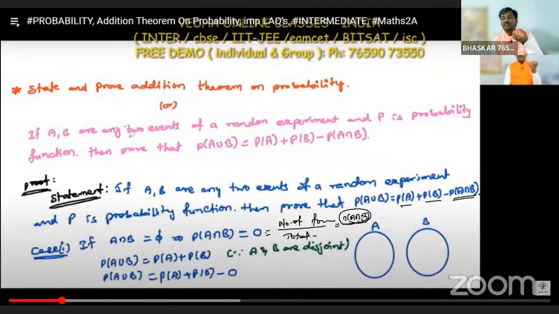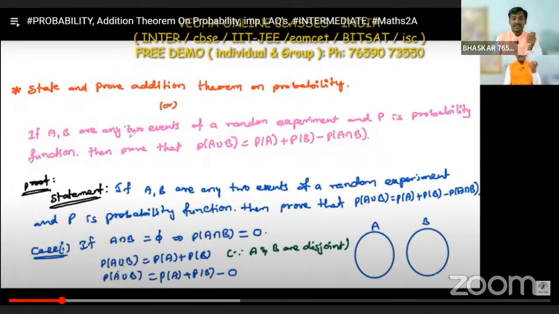In the A intersection B, there is no common part here. That is nothing but 0. 0 by something is 0. Always, if the intersection part is 0, then the probability is 0. If two sets are disjoint sets, then the probability is 0.